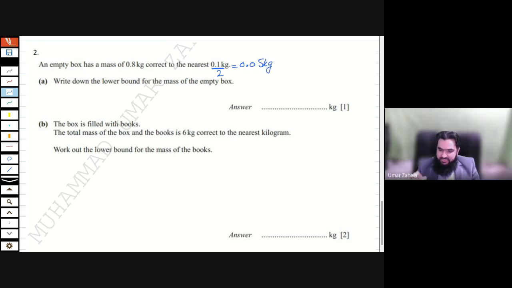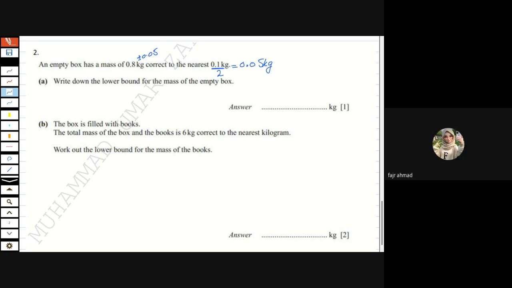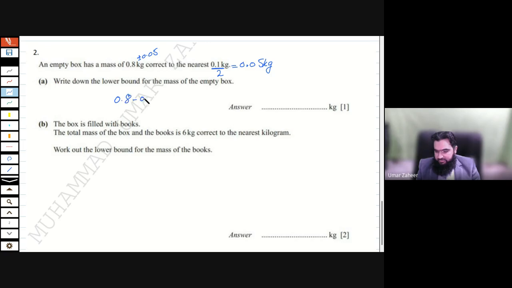0.05 kg. You must label a value here. Means plus minus 0.05. For upper bound, you have to add 0.05. For the lower bound, you need to subtract 0.05. Now he says to write down the lower bound for the mass of the empty box. Yes, Fajar. For the lower bound, do we add or subtract? Subtract. We have to subtract: 0.8 minus 0.05. That will be equal to, sorry, 0.75 kg. Yes, Simon. It is clear?